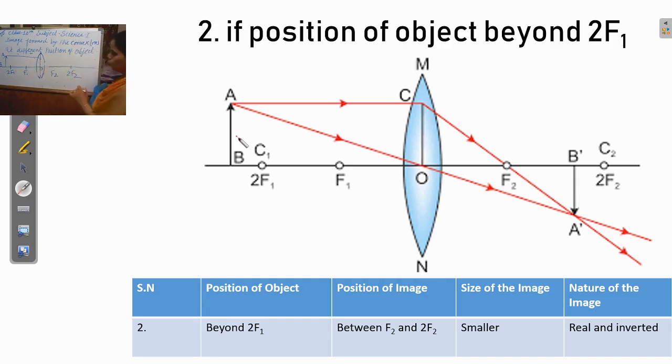And according to the rule, this line, after refraction, passes through the focus. Here the distances OF1 and OF2 are the same, as are O2F1 and O2F2. Both distances are the same. So this is the first light ray.